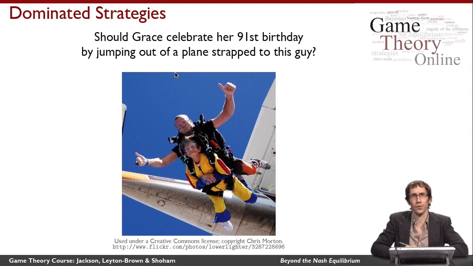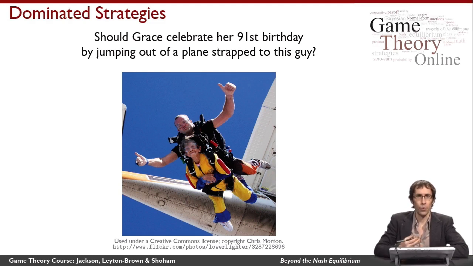First of all, I want to talk about a solution concept called iterated removal of dominated strategies. And I want to illustrate this by the example of Grace, shown in this picture here, who decided to jump out of a plane to celebrate her 91st birthday. So I want to think about a game between Grace and the guy that she chose to strap herself to, who you can also see in the picture. And in particular, I want to think about his decision of whether to pack the parachute safely or not, and her decision about whether to jump out of the plane or not.